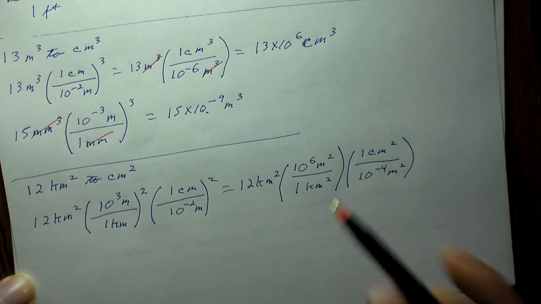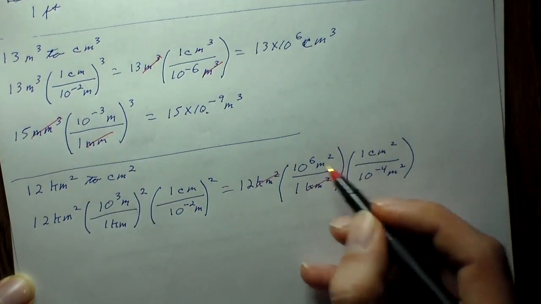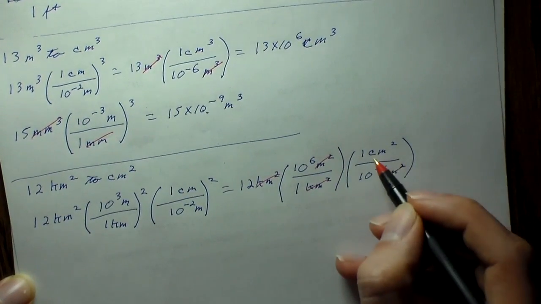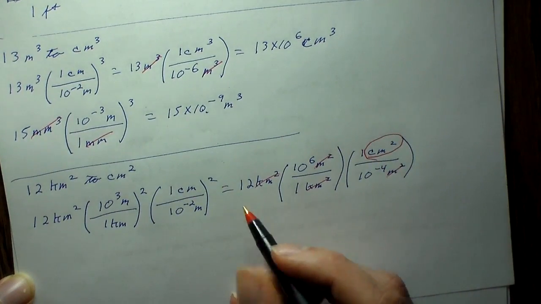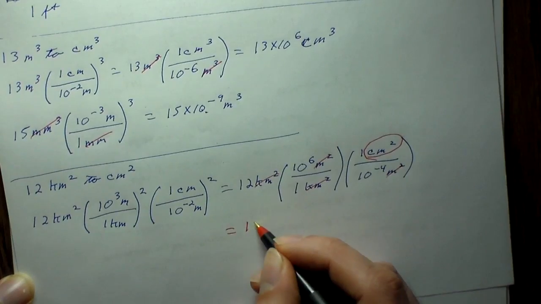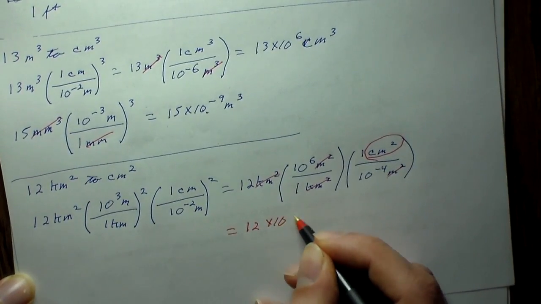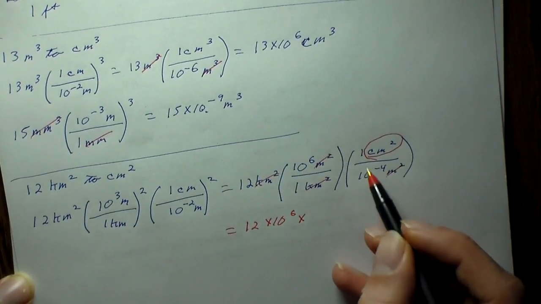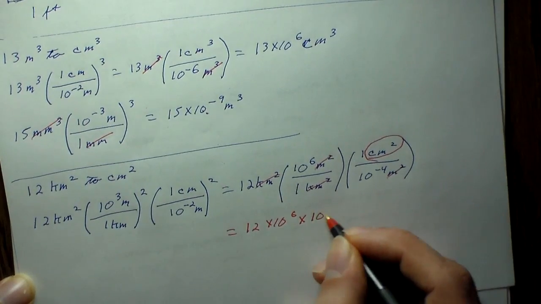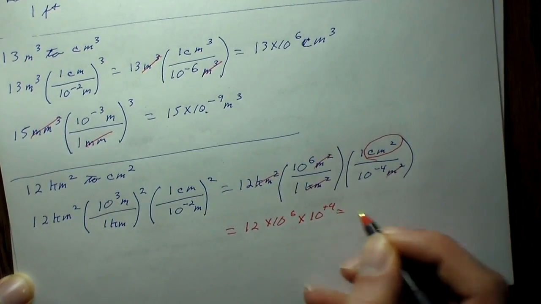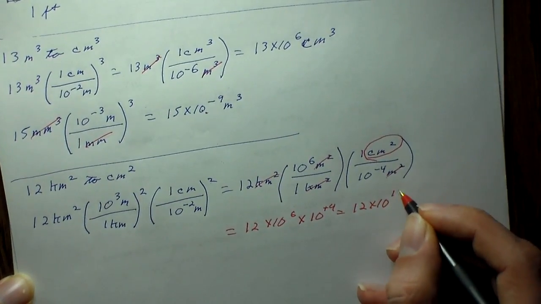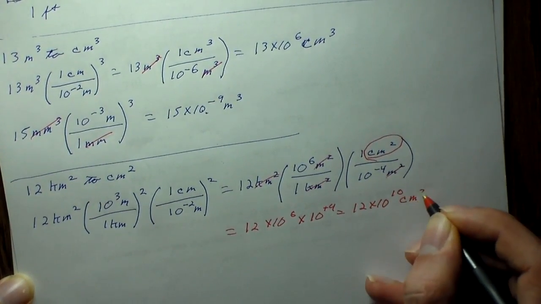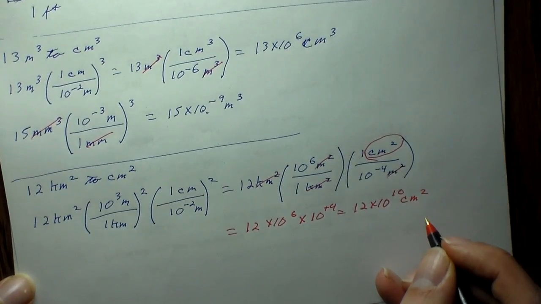And we can look at our units: square kilometers go away, square meters go away, and I'm going to be left here with just square centimeters. So this is just going to work out to be 12 times 10 to the 6th times 1 over 10 to the minus 4, so that's going to be 10 to the plus 4. So that's going to equal 12 times 10 to the 10th square centimeters in that case.